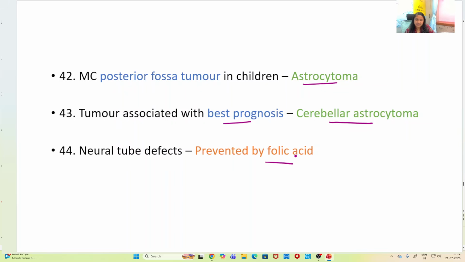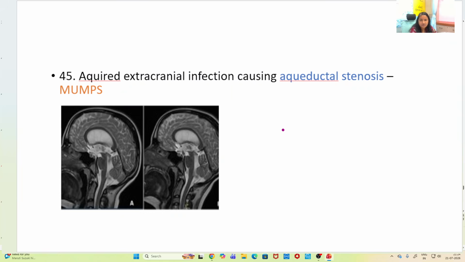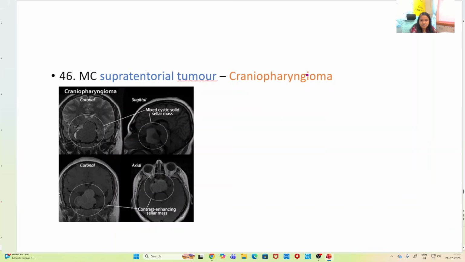Neural tube defects, we all know that they can be prevented by supplementation of folic acid preconceptionally as well as after conception, during the first trimester. Acquired extracranial infection that causes aqueductal stenosis. Now here you can see there is stenosis of the aqueduct, and that is because of mumps infection. So remember this, mumps can cause meningoencephalitis and that can cause acquired aqueductal stenosis.